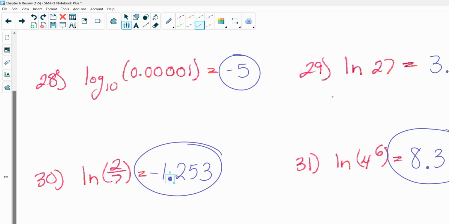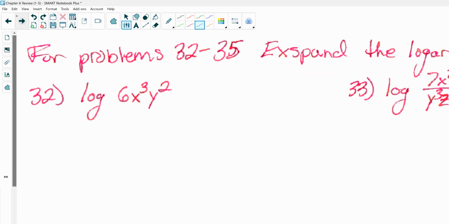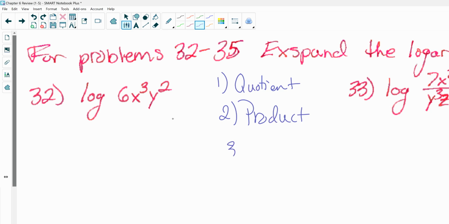Questions on 26 through 31? Expanding. We want to expand the logarithm. Quotient, our division properties, first, and then product, and then our power property. Quotient, product, power is the order we do these in.